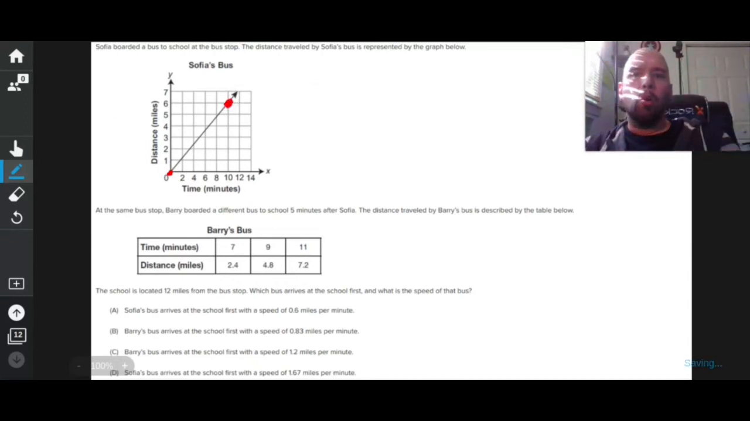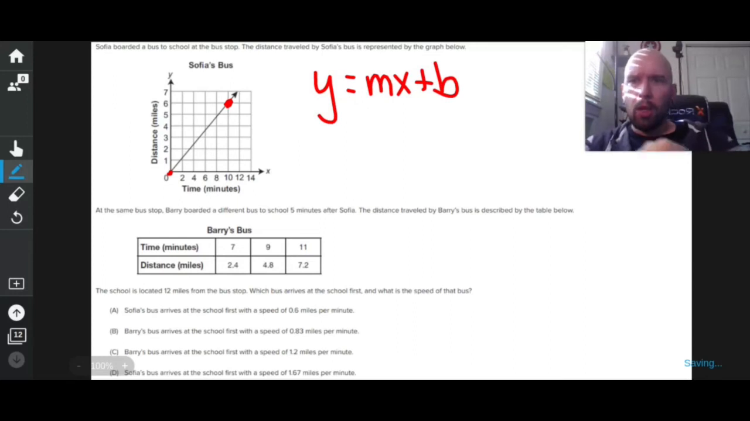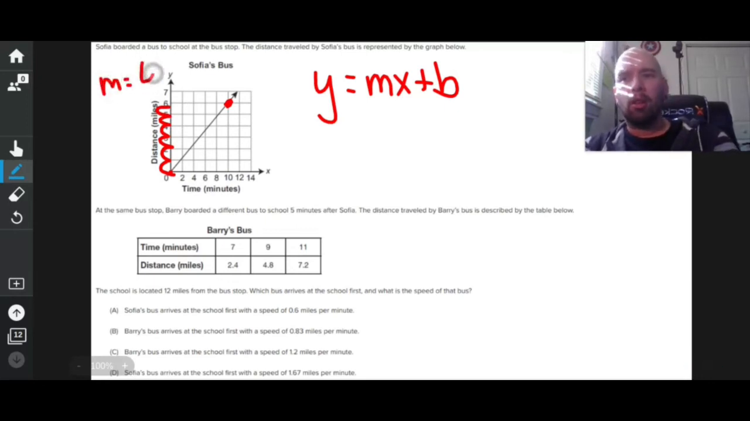All right, so when I come up with an equation, it's always y equals mx plus b form. I'm going to go up 1, 2, 3, 4, 5, 6. So my slope is up 6. Now look, when I go to the right, I don't go right 1, 2, 3, 4. I go right 2, 4, 6, 8, 10. So 6 over 10.